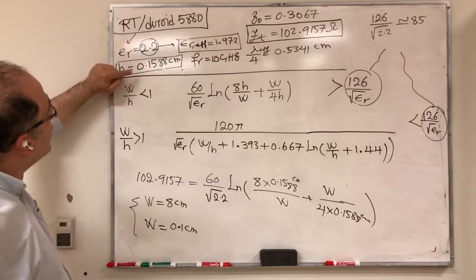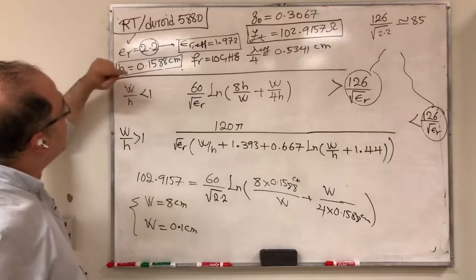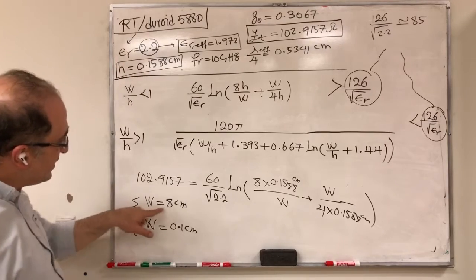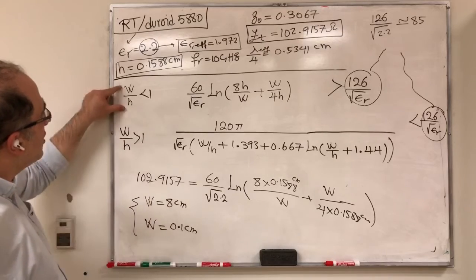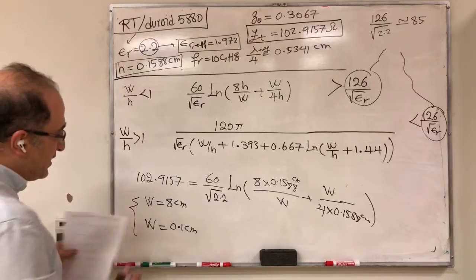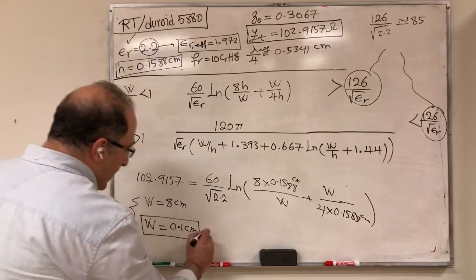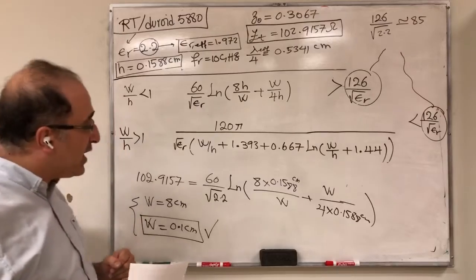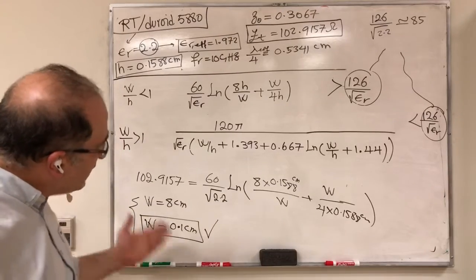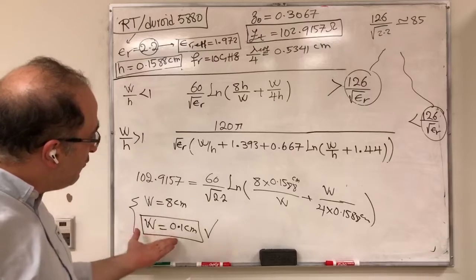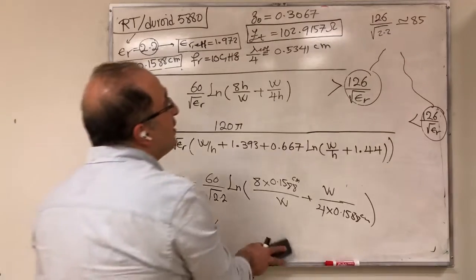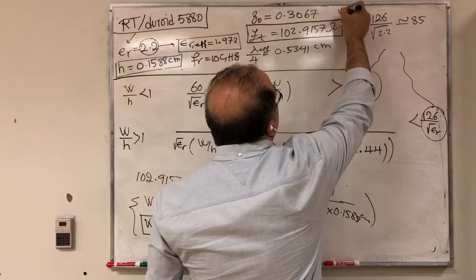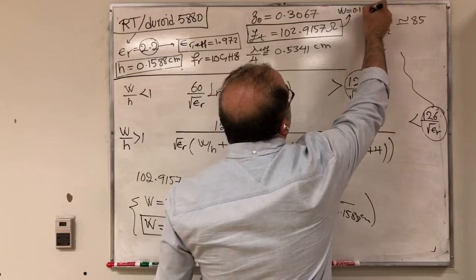And look at your H is 0.15, and your final W should be smaller than H. So this is definitely greater than H, so it does not belong here. So this is essentially the solution that you would accept. So that would be the width of your transformer. And if you look at that, the width of the transformer is 1 millimeter. So let me write that here, that to get that, you need to have a W which is 0.1 centimeter.